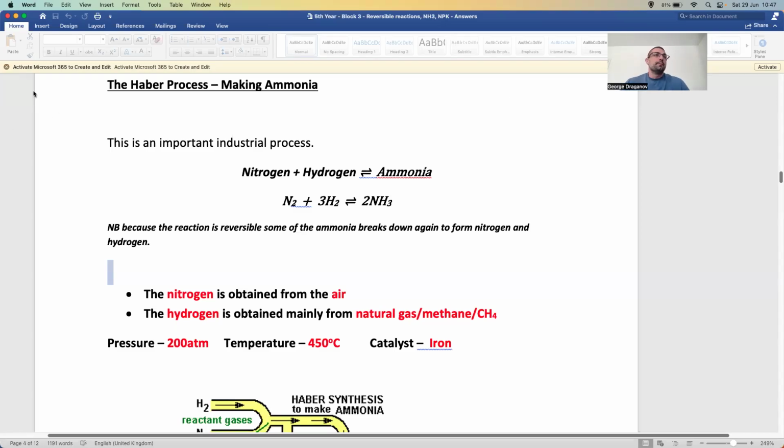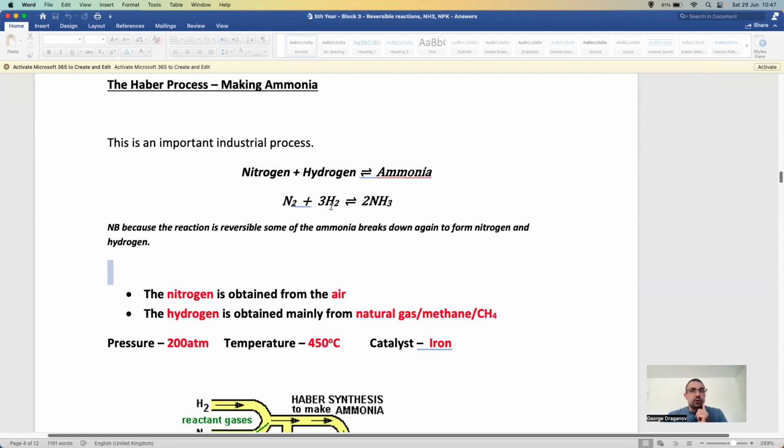The Haber process. Today's lesson, we're going to cover the Haber process for the AQA students and then look at fertilizers. Now, the Haber process is used to make ammonia, NH3, and it's done by reacting nitrogen and hydrogen, which are the two elements present in the actual ammonia. Now, you need to know how to balance the equation, obviously.